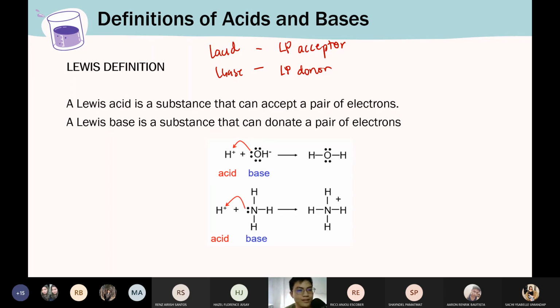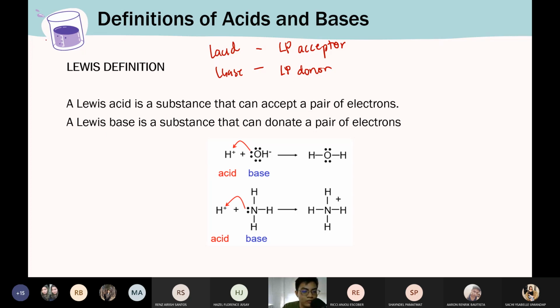So yun. And that's according to Lewis definition. Kung sino nag-donate ng lone pair, siya yung base. Kung sino yung tumanggap ng lone pair, siya yung acid. Okay? And this is common in organic compounds. Mas common siya nakikita sa organic compounds. Okay? But just for example, if you can see here, the OH is the base, the H plus is an acid because if this base donates lone pair to hydronium ion, a chemical bond is formed. Same with ammonia and acid na H plus. This lone pair can be used to create a bond.